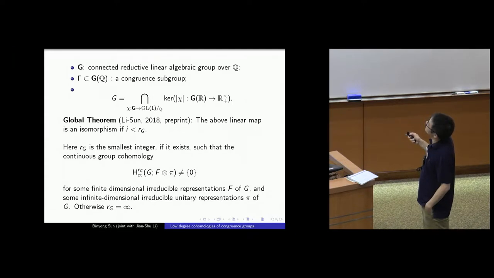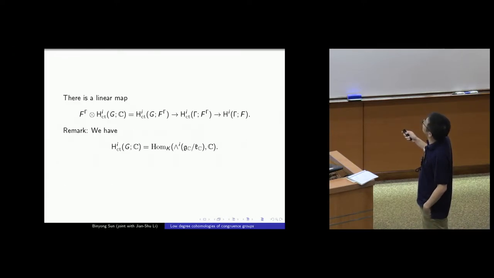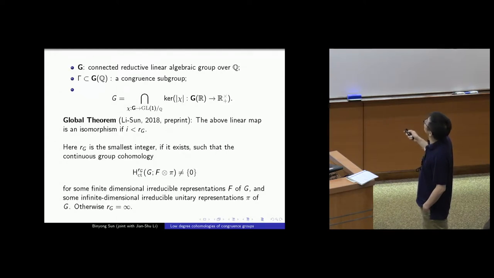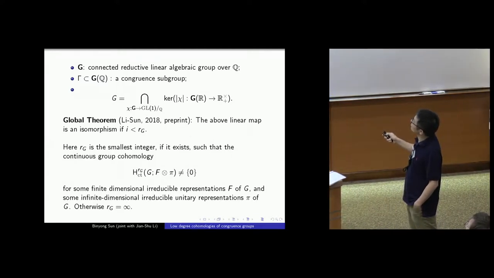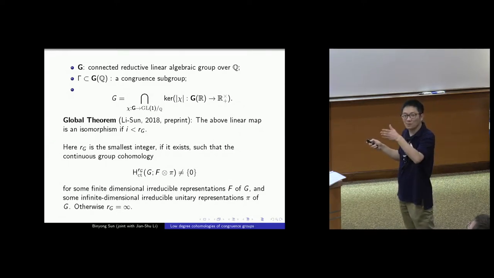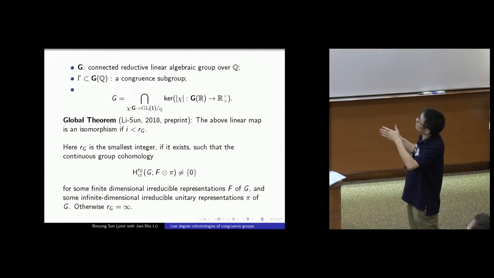Our main theorem is a global theorem: the above linear map I mentioned is an isomorphism when i is small, i less than r_G. Here r_G is defined as the smallest integer, if it exists, such that the continuous cohomology group is non-zero for some finite dimensional irreducible representation F and some infinite dimensional irreducible unitary representation pi of G. So this is the minimal possible degree of non-vanishing cohomology for infinite dimensional unitary representations.